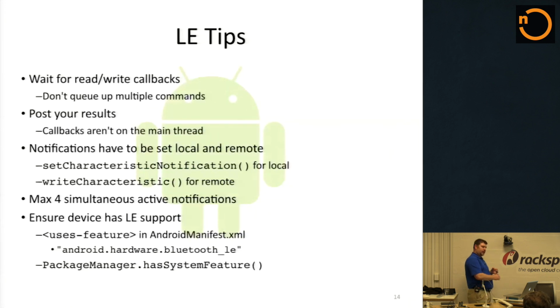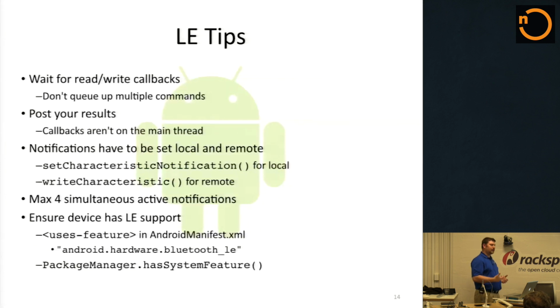Android has a hard limit right now, and they don't tell you about it: you can have a maximum of 4 simultaneous notifications active at any given time. If you try to set notification on more than 4 characteristics, it'll just stop working. There's a lot of that in the Bluetooth API right now. It'll just stop working. And then the last piece is that, unlike Bluetooth Classic, which has been part of the Android APIs for so long that we don't even pay attention to whether or not devices have it anymore.